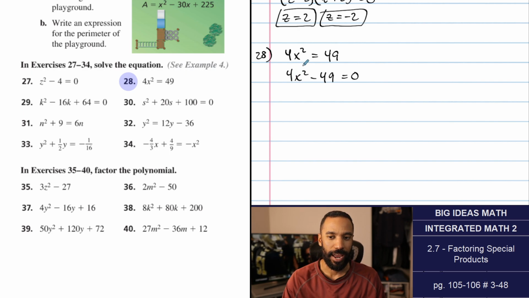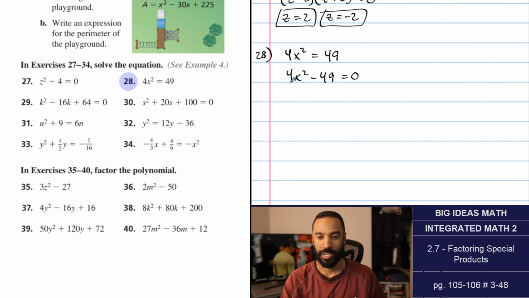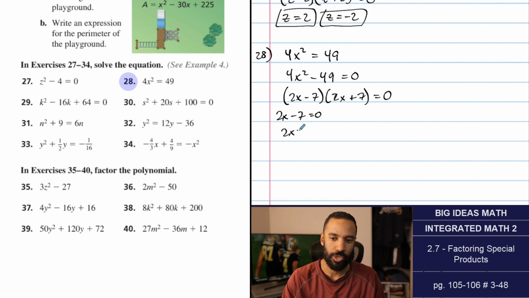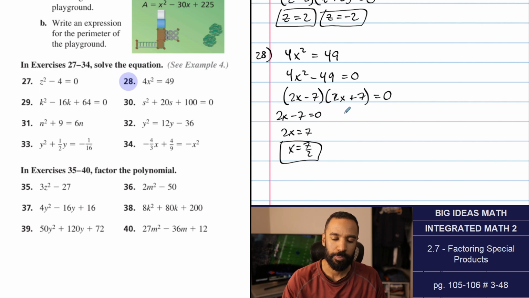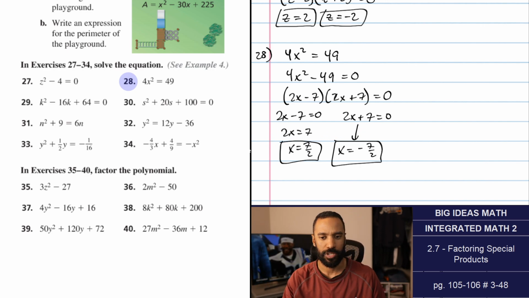Let's recognize 4x squared is squaring 2x, and 49 is squaring 7. This is a difference of two squares, so this is 2x minus 7 times 2x plus 7. Once again, I'm going to be going straight into that. I hope that's okay. If 2x minus 7 equals 0, then 2x equals 7 and x equals 7 halves. If 2x plus 7 equals 0, you'd subtract 7 and divide by 2, and you'd get x equals negative 7 halves. So there's this kind of plus or minus effect happening there, the positive or negative version of the answer.